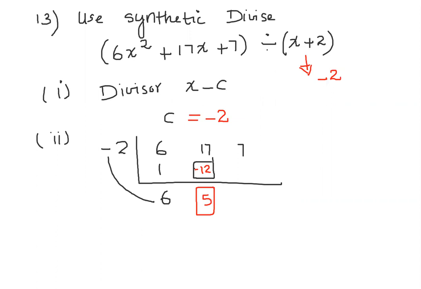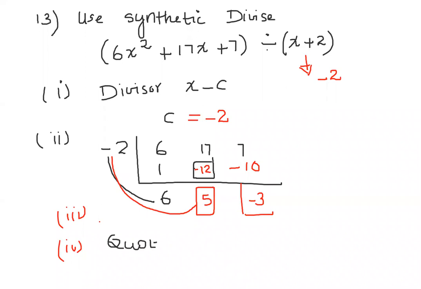And part 3, you have to continue that. So 5 times negative 2 is negative 10, and the remainder is negative 3. So these are the answers. And part 4 is you have to write the quotient. So the quotient is the last row, which is 6x plus 5. And the remainder is negative 3.